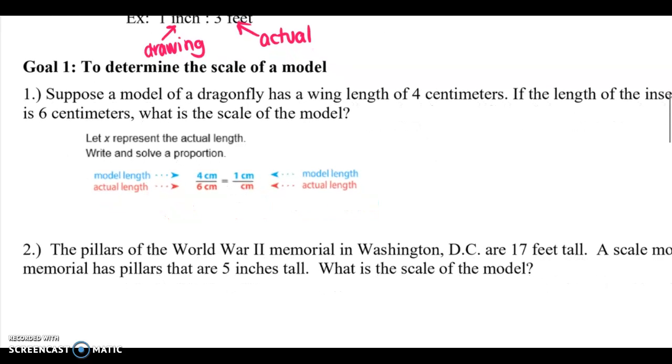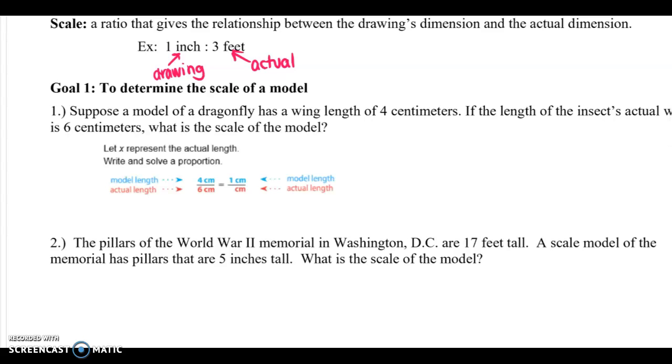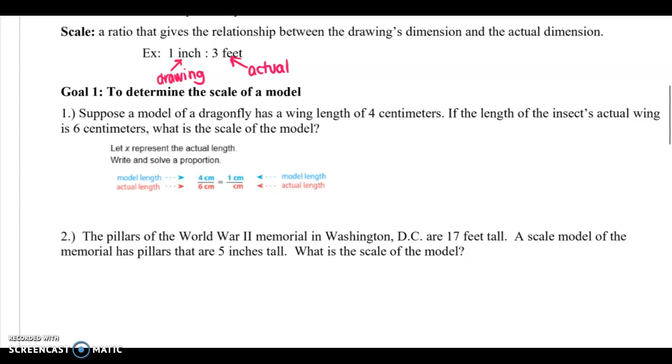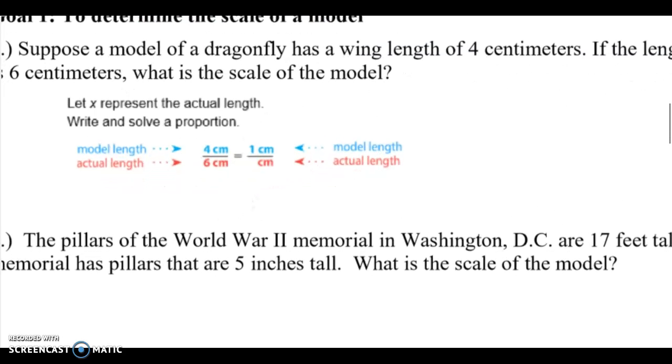All right, our first goal is to determine the scale of the model. So to determine the scale of the model, what you want to do is set up the scale and then simplify as far as you can. So it says, suppose a model of a dragonfly has a wing length of 4 centimeters. If the length of the insect's actual wing is 6 centimeters, what's the scale of the model? So what I've got here is the model is 4 centimeters and the actual length is 6 centimeters. Well, they want us to represent it in terms of 1 centimeter.